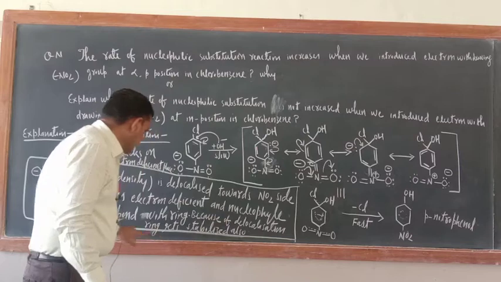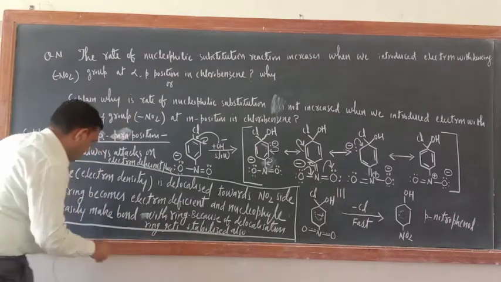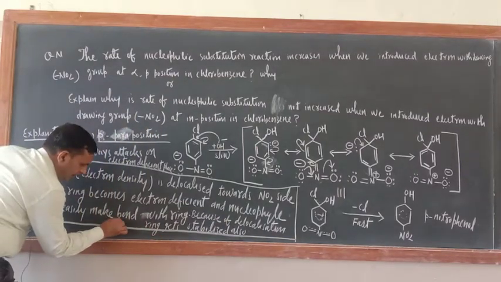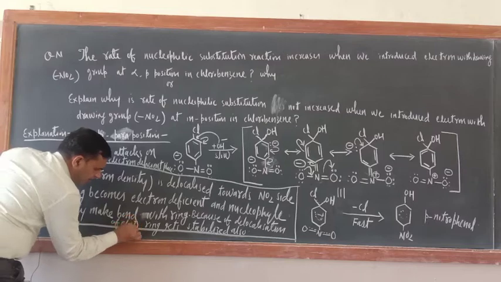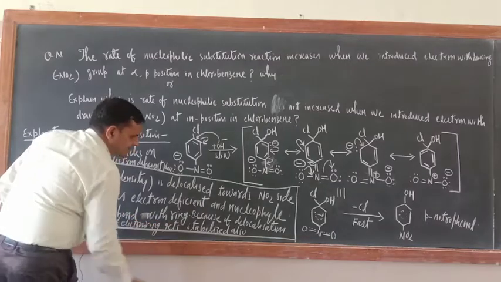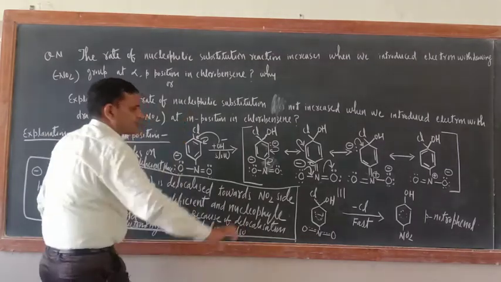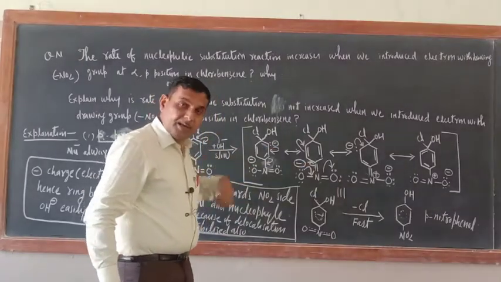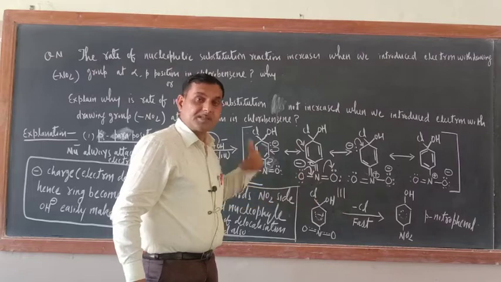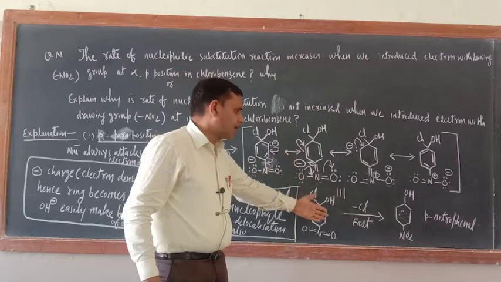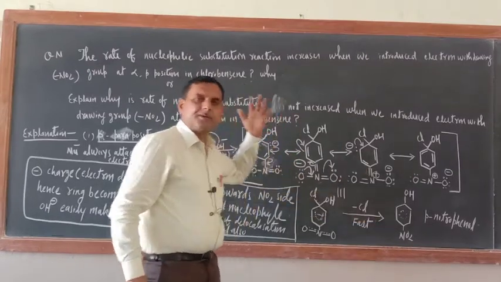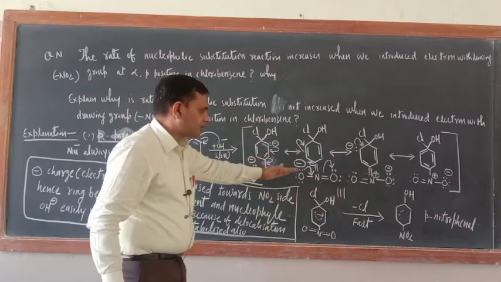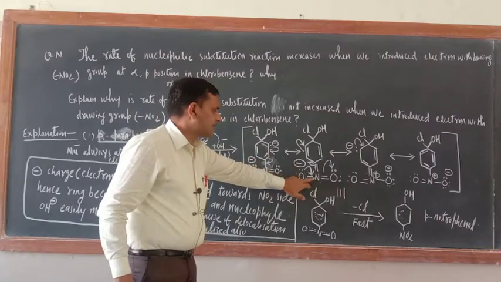Because of delocalization of electrons, the ring gets stabilized also. So this ring gets stabilized, and a stable ring will make more product, meaning the percentage of product will be more. So now you have got the para-nitrophenol. I hope that you understood. Now this step is very important.